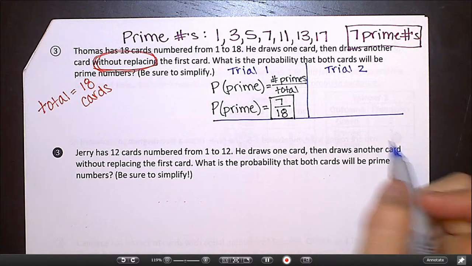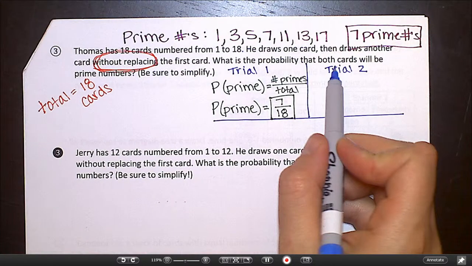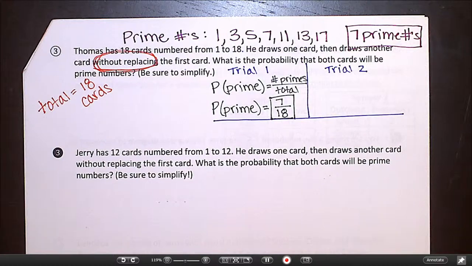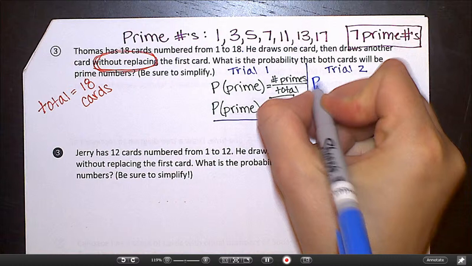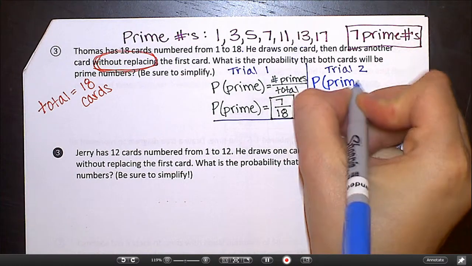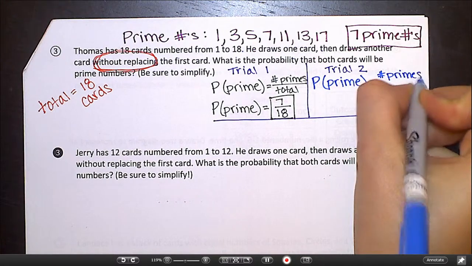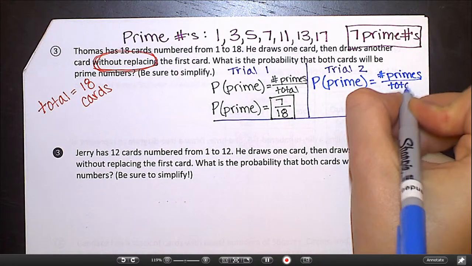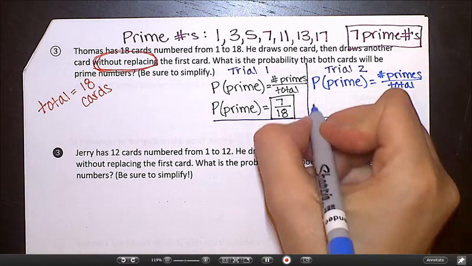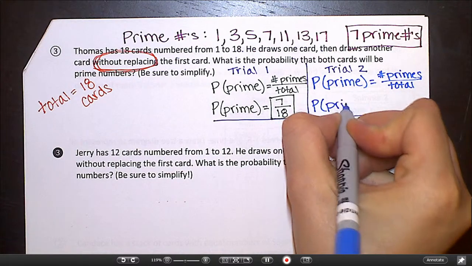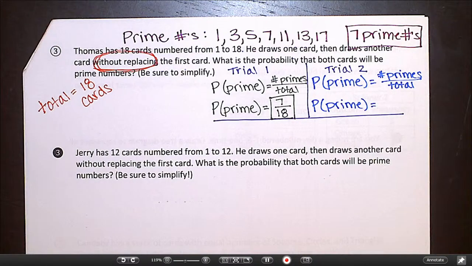Well, I actually wanted the same thing, because it says the probability that both cards will be prime numbers. So here we have the probability of prime equals the number of primes over the total. Okay, same formula. But this time, I've already taken one card out. And remember, we always assume that the first trial is successful. So I pulled out a prime card already.